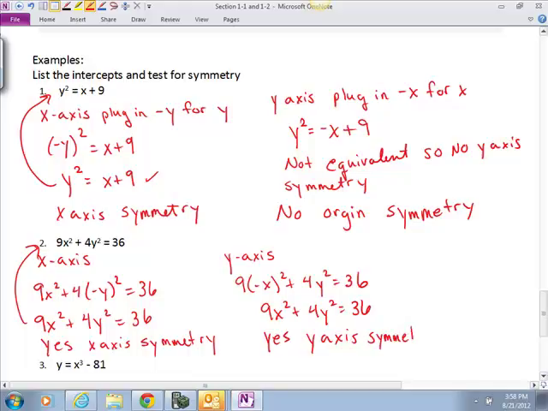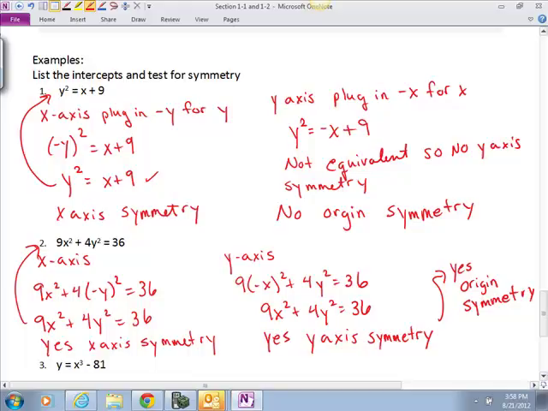And if you have both x and y-axis symmetry, you also have origin symmetry. So now you can say yes, origin symmetry. So this one has all of them. It has x-axis, y-axis, and origin.